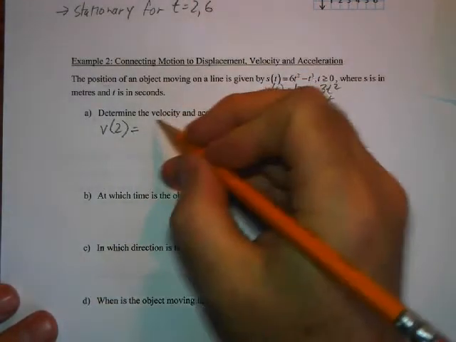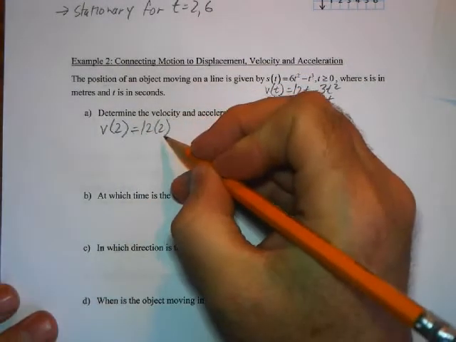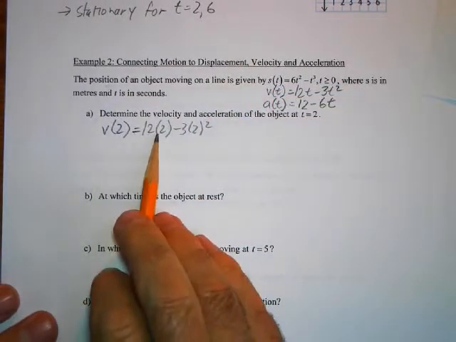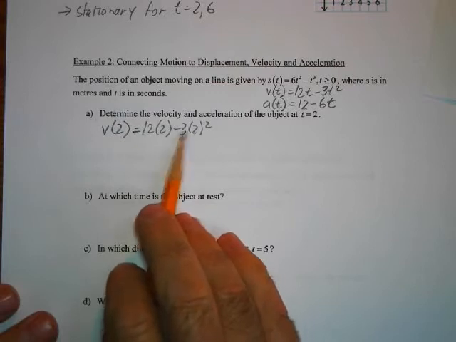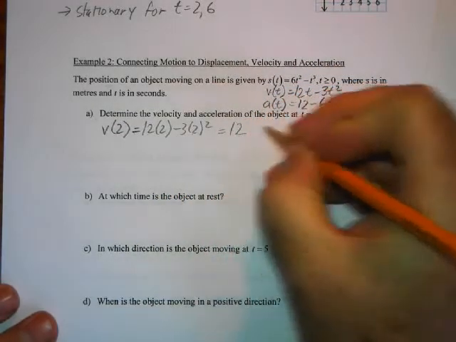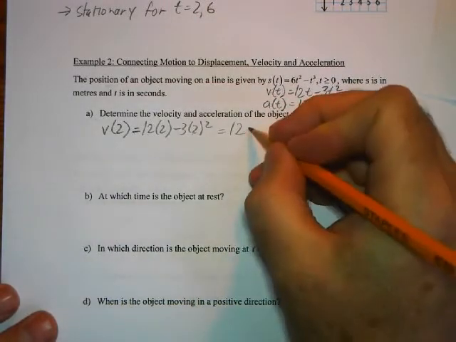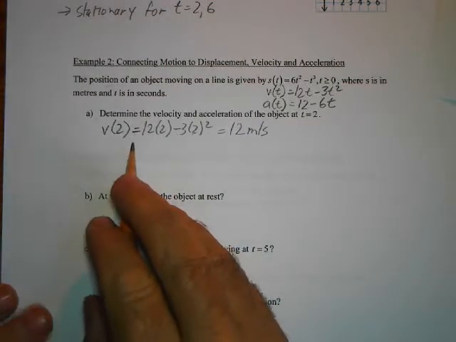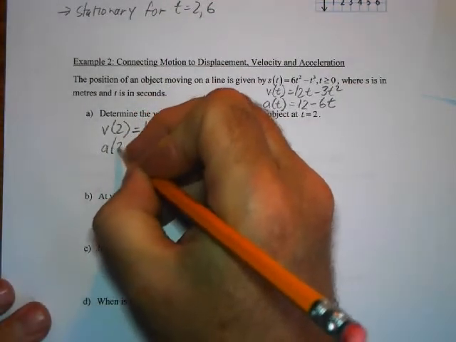So that would be 12 times 2 minus 3 times 2 squared. So that's going to be 24 minus 12. So that's going to be positive 12 meters per second, the velocity at 2 seconds. And what's the acceleration at 2 seconds?